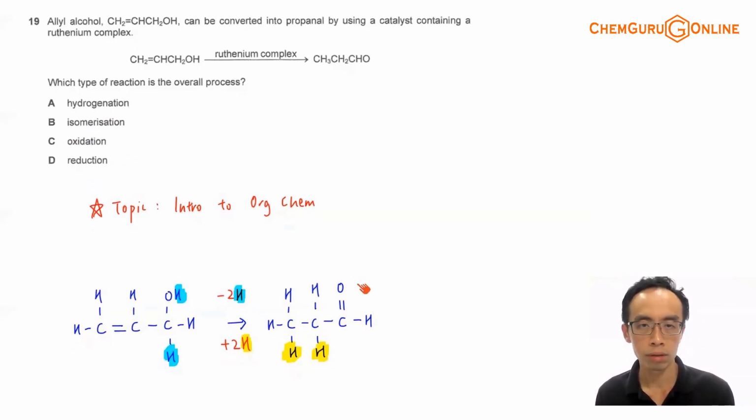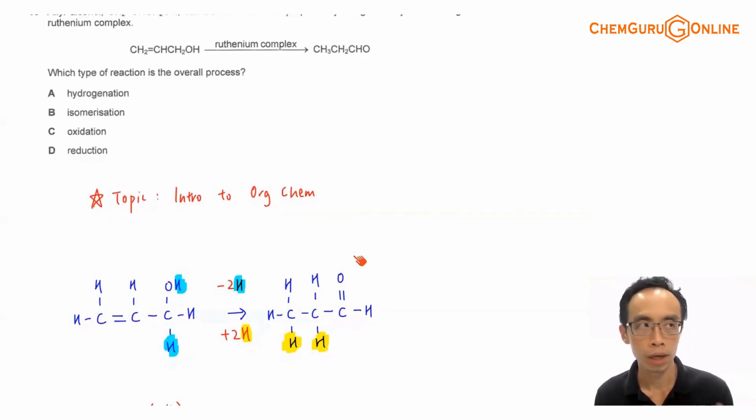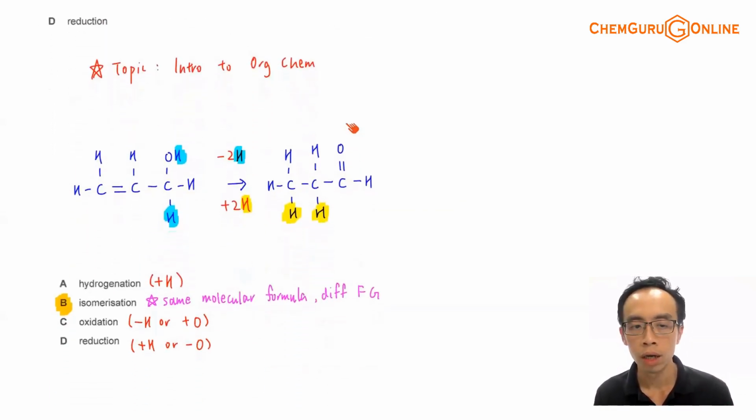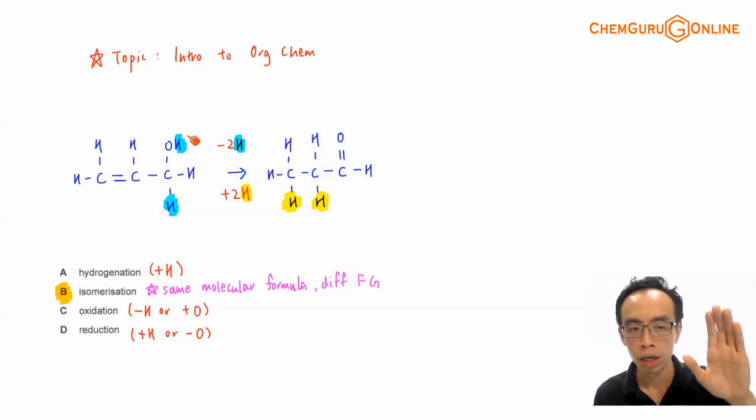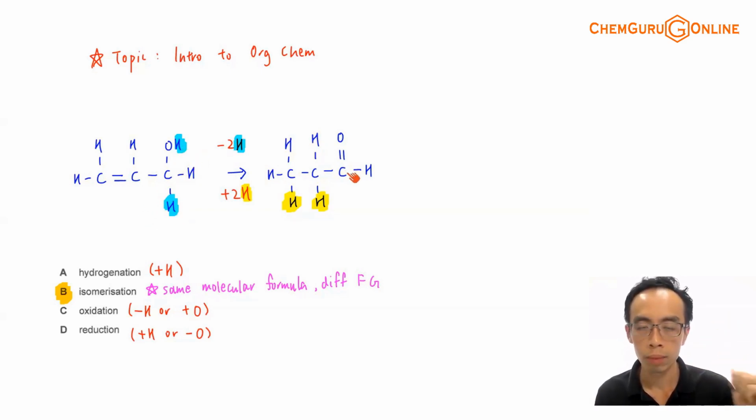Now, actually the topic tested in this question is under Intro to Organic Chem, talking about all the different types of reactions that we have. And if I consider the differences between the reactant and the product, basically we are actually doing 2 different things. We are converting my alkene to alkane. I'm adding hydrogen to my alkene. And what I'm also doing is I'm converting the alcohol to a carbonyl compound, to an aldehyde functional group. So it looks like I'm doing 2 different things.